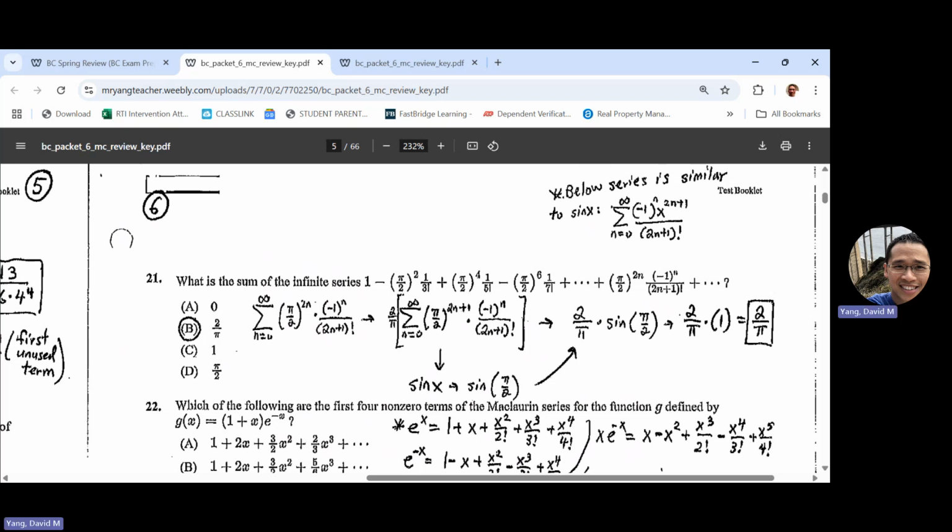Number 22, we can build our Maclaurin series of e to the x, adapt it into e to the negative x, and then distribute the 1 plus x through to make it match one of our choices.